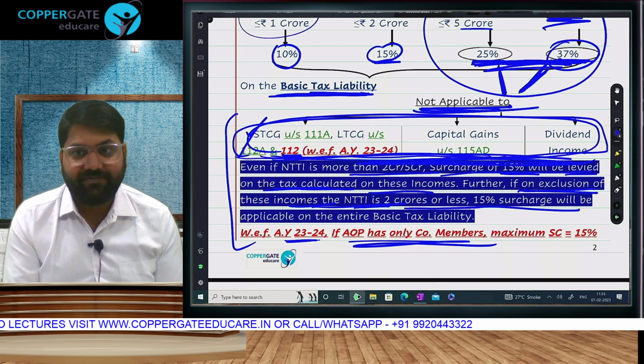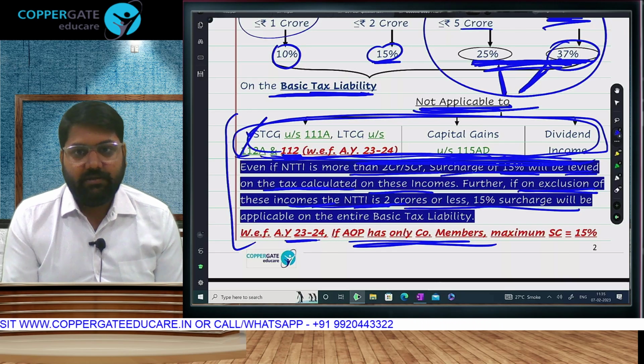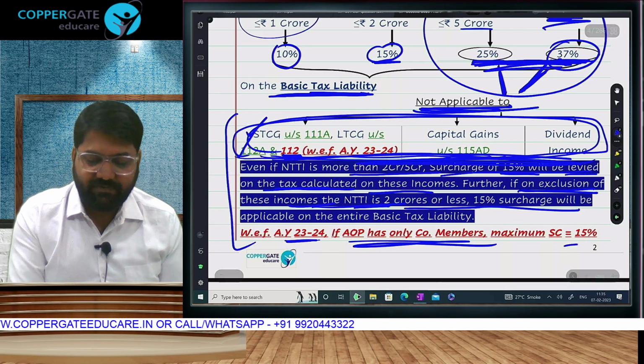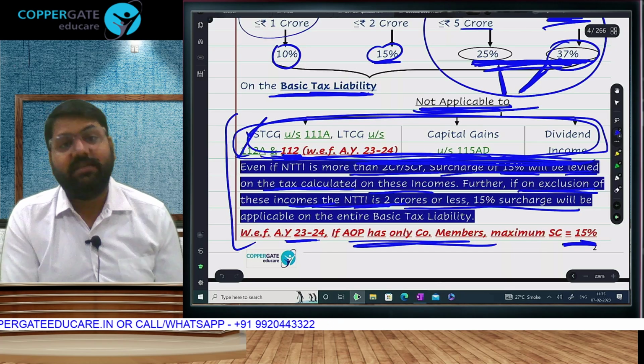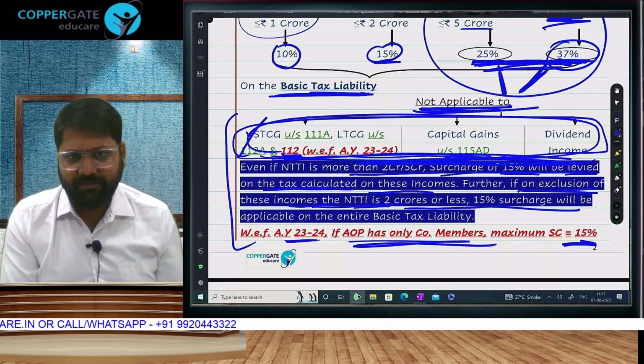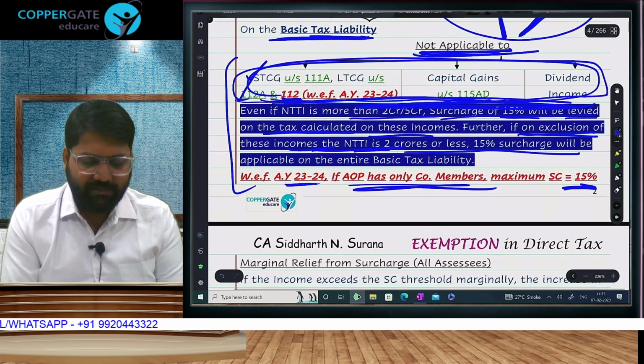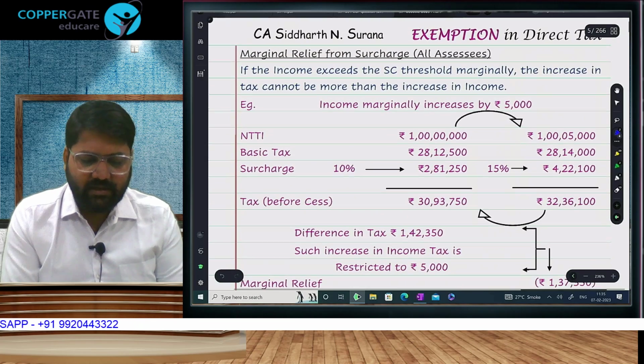And the second amendment in the chapter: if an AOP has only corporate members, see, an association of persons is a group of people who have come together. If they have only companies as members, then maximum surcharge will be 15. In other words, for an AOP which does not have non-corporate members, only corporate members, 25 and 37 will not be applicable. That's the second amendment that has come here.